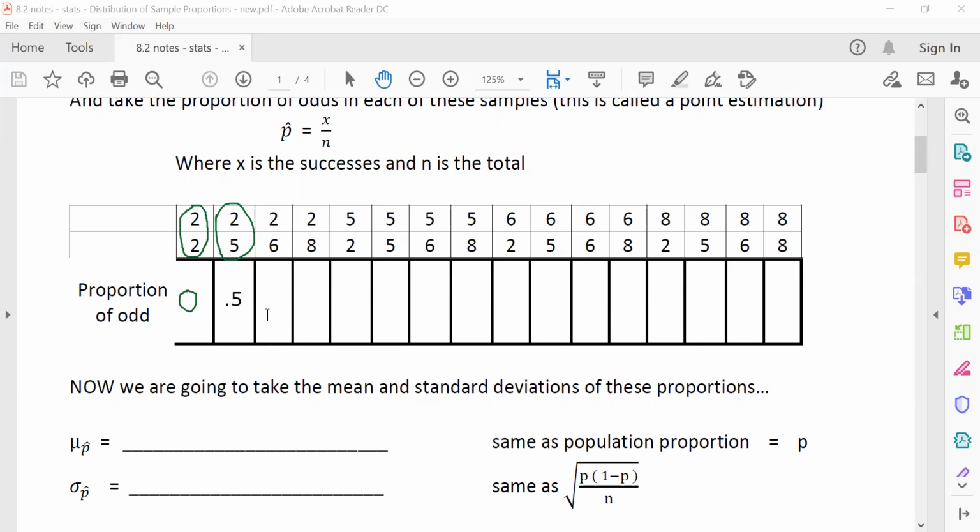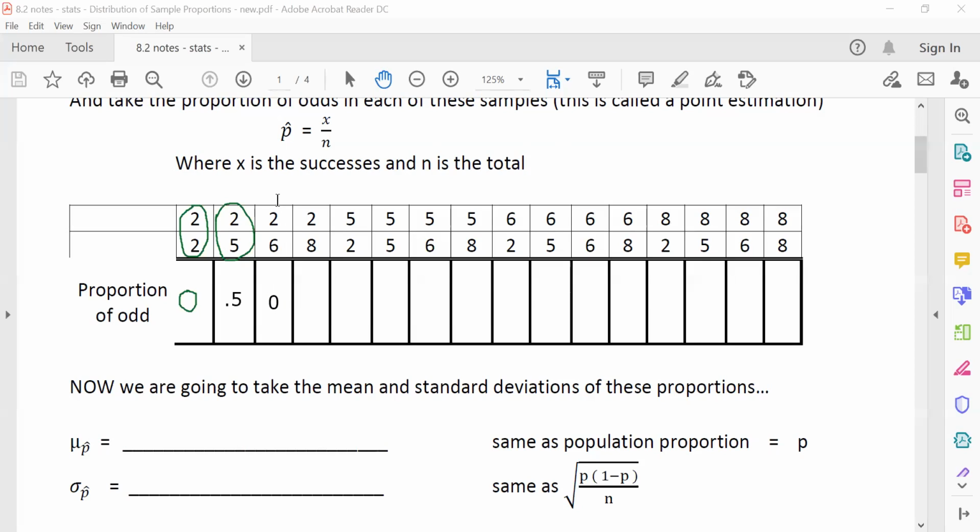This is called the sample proportion. It is our best estimate for the population proportion. So if you took a sample of size 2 and you got the numbers 2 and 5, you would guess that this came from a population that had a proportion of odd numbers of 0.5. That's your best guess. But what we know in reality is that it was only 0.25. So a sample of size 2 is not very good, even with your population being small.